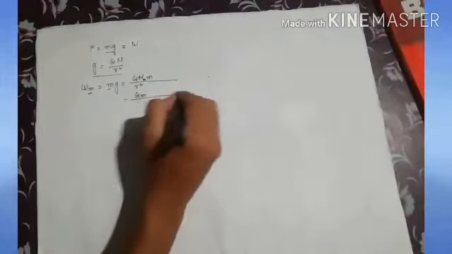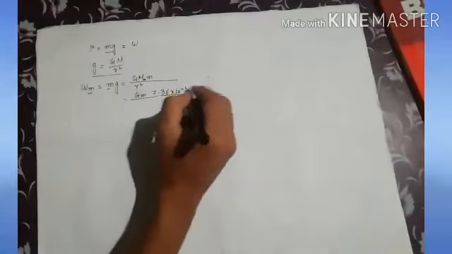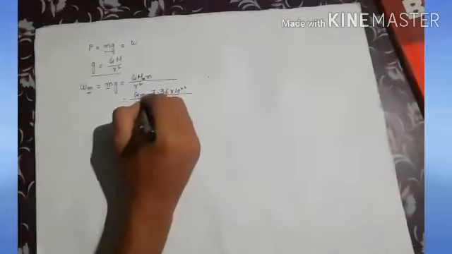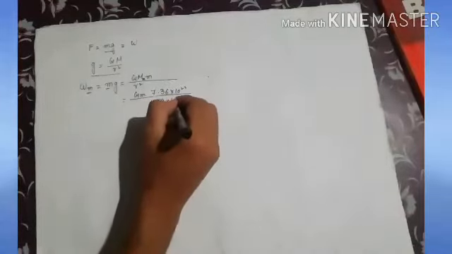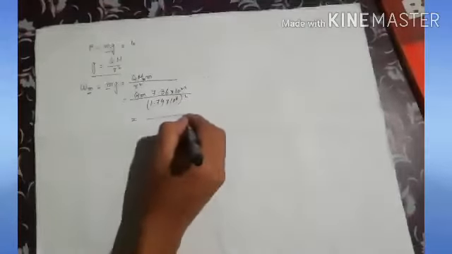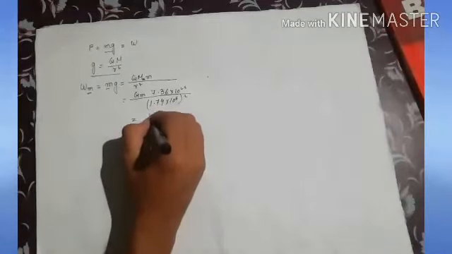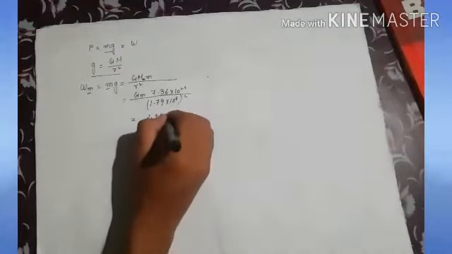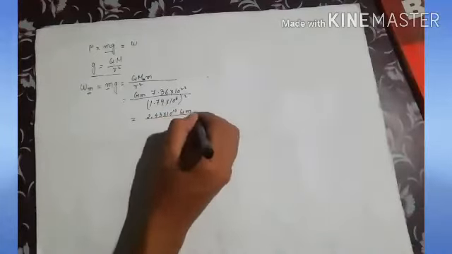Now the mass of the moon is 7.36 into 10 to the power 22, and the radius of the moon is 1.74 into 10 to the power 6. If you calculate here, we will get 2.43 into 10 to the power 10 capital G small m. This will be the value.